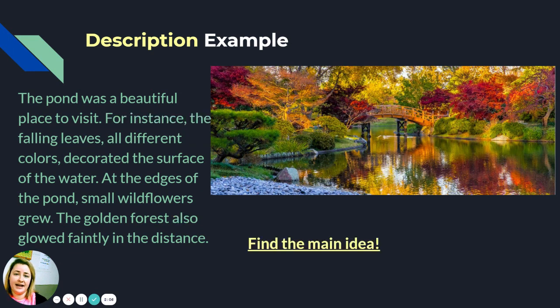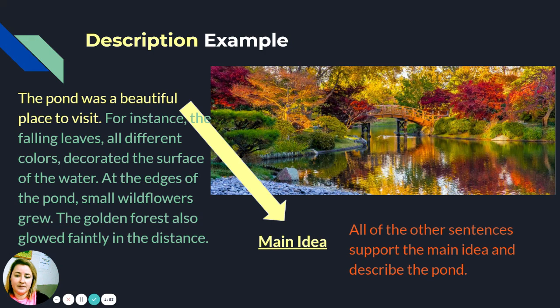So next, you're going to find the main idea. What is the main idea of this? What is the topic of this paragraph? What is the author describing to you? The pond. The pond was a beautiful place to visit. That's your first sentence. The main idea is about the pond being beautiful. All these other sentences are describing to you why the pond is beautiful.